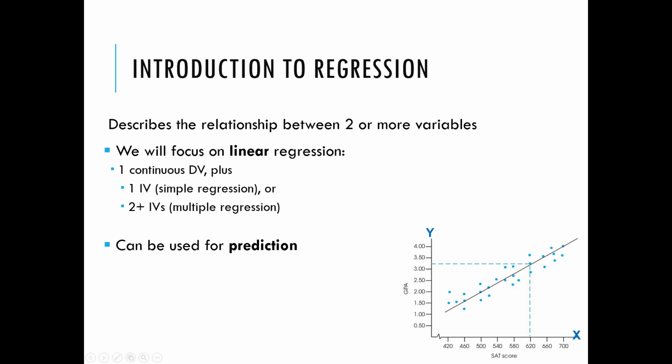And regression can be used for prediction purposes. And so if you know the IV, then you can predict the DV. And so that's the beauty of regression, is that there is prediction involved. And so you can use the regression results to estimate what might happen between those two variables, even if you don't have all the data points.